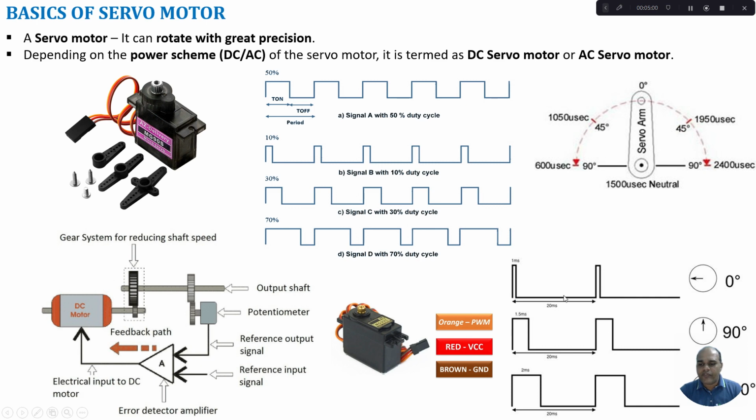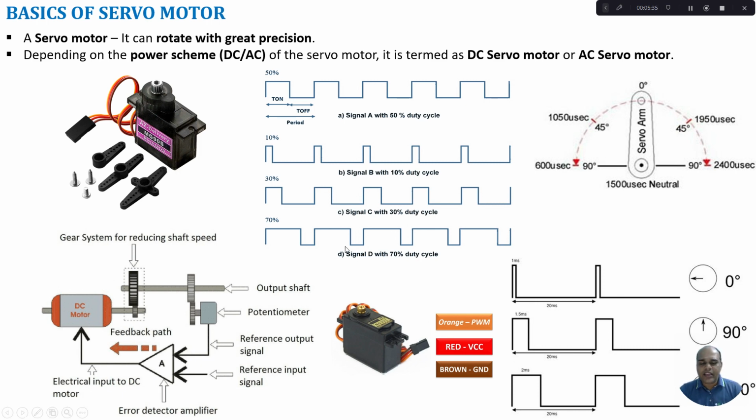On time plus off time, the total can be about 20 milliseconds. Depending upon my on time, the shaft position is going to vary. For example, approximately if my on time is 1 millisecond, then the shaft can be along this direction. If it is around 1.5 milliseconds, the shaft can move to 90 degrees. If it is approximately 2 milliseconds, it can move to 180 degrees.